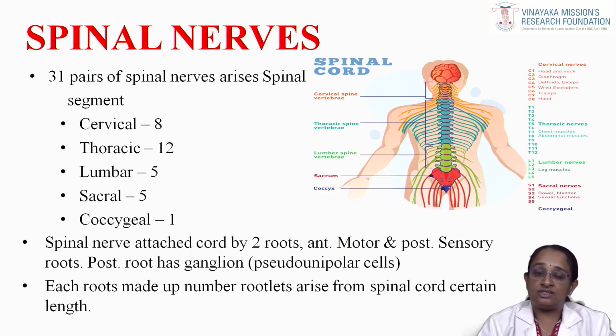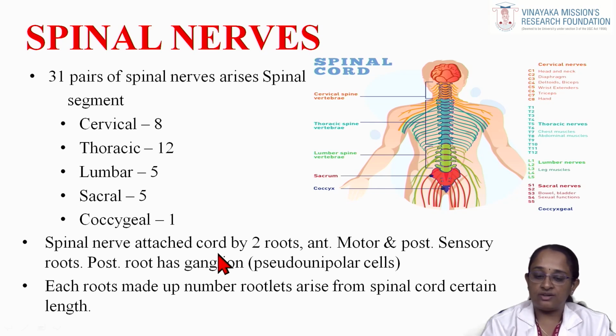Spinal nerves: the bones, the vertebrae, are 33 in number. Cervical 7, thoracic 12, lumbar 5, sacral 5, coccyx 4. Through all these we can see the spinal cord. From the spinal cord, in the cervical region, one more segment will be there: 8 cervical spinal nerves are arising, 12 thoracic spinal nerves, 5 lumbar spinal nerves, 5 sacral spinal nerves and 1 coccygeal spinal nerve are arising.